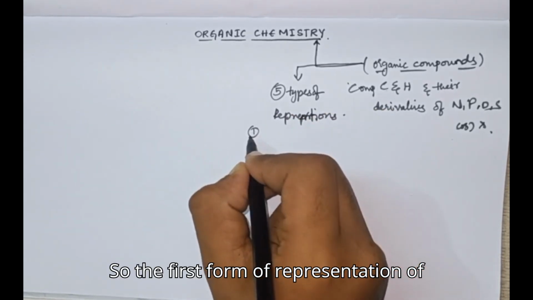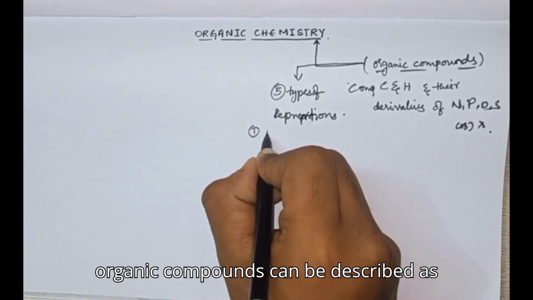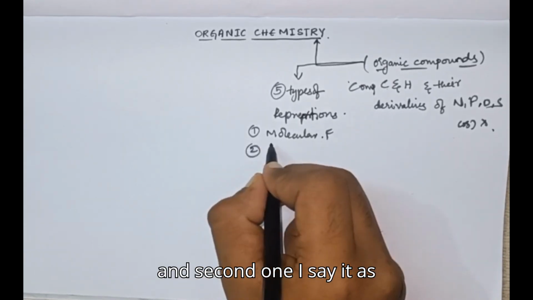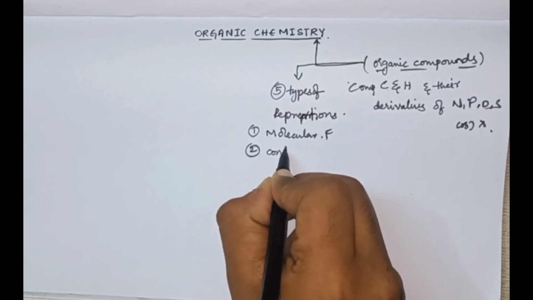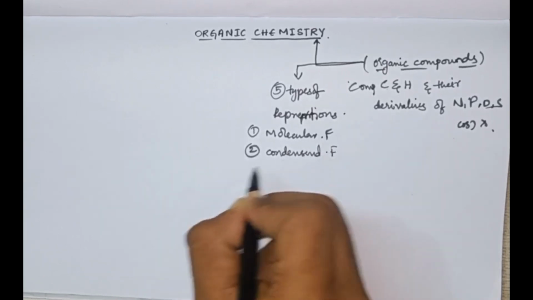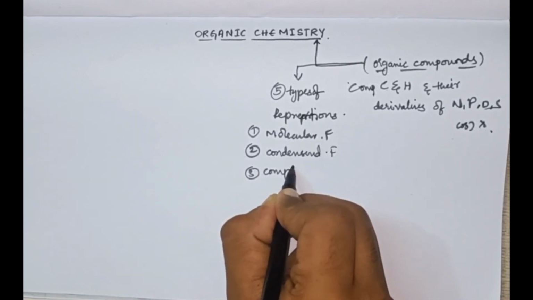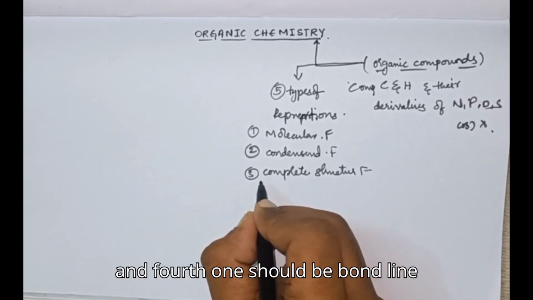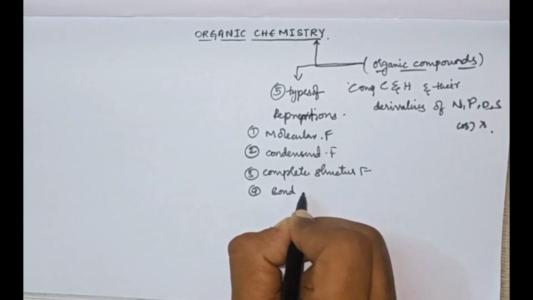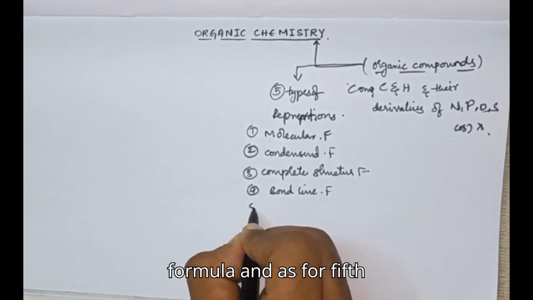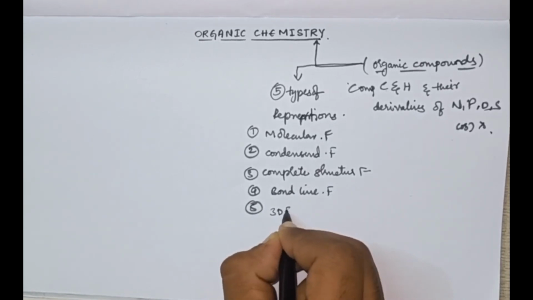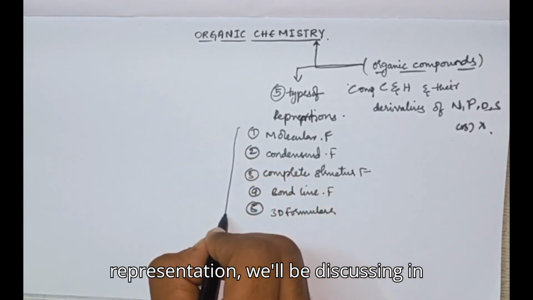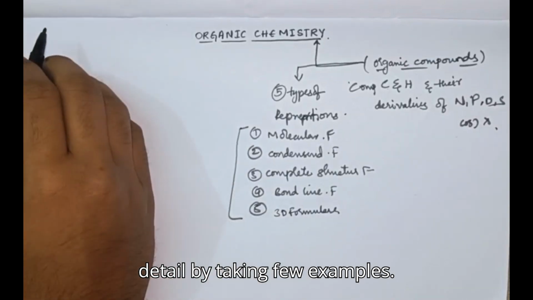So the first form of representation of organic compounds is the molecular formula, and the second one is the condensed formula, and the third one is the complete structure formula, and the fourth one is the bond line formula, and the fifth one is the 3D formula. For each of these representations we'll be discussing in detail by taking a few examples.